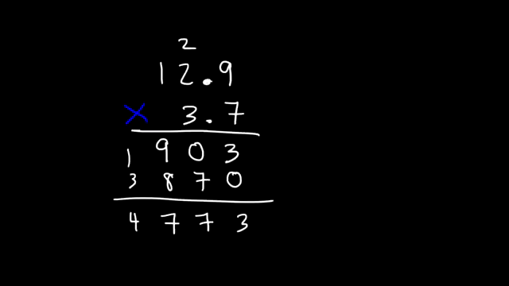Now, how many numbers do we have to the right of a decimal point? So here's one and here's another one. So we got two numbers to the right of the decimal point. Our final answer should be the same. So these two numbers are going to be to the right of this decimal point. Therefore, the answer is 47.73.